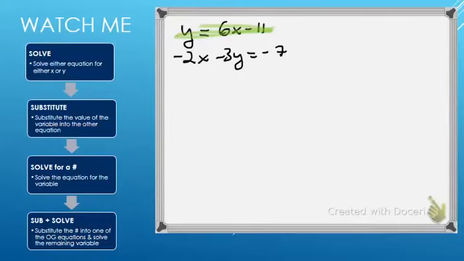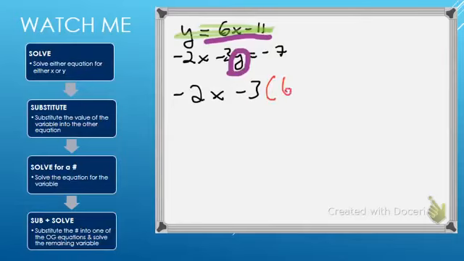So our next step, remember, is to substitute. So we're going to substitute the value into the other equation. We're going to look at the second equation, and we are going to replace our y with what y equals, and y equals 6x minus 11. So I'm going to rewrite that equation, and it's going to look like this: negative 2x minus 3, and then in parentheses I'm going to put everything that y equals, 6x minus 11. And that is all equal to negative 7.